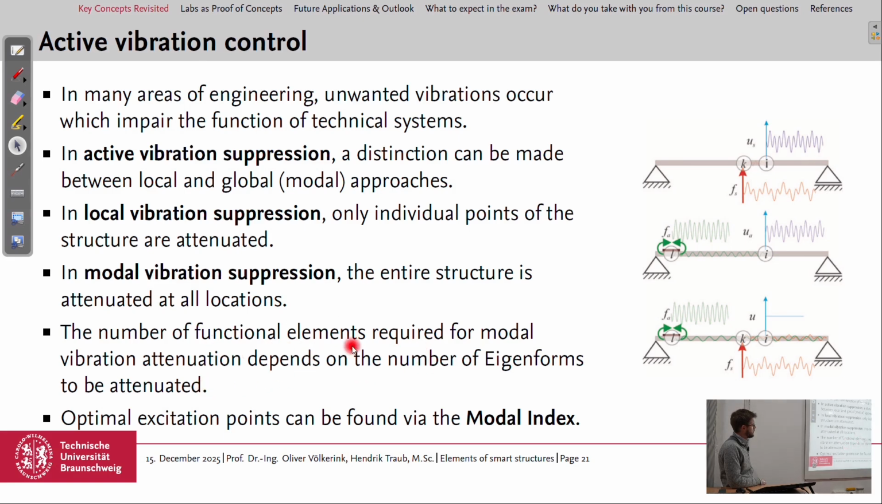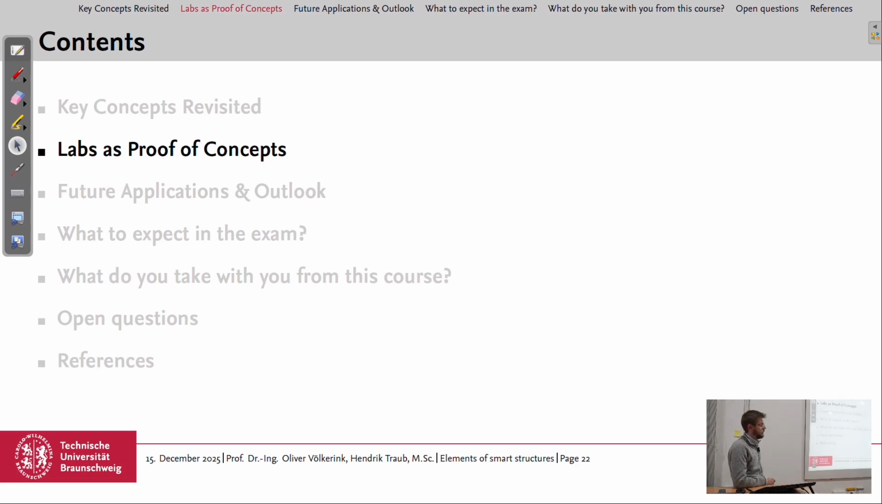And the number of functional elements required for this modal vibration suppression depends on the number of eigenmodes we want to attenuate. And we can find the optimal excitation points via the modal index, where the modal strain is highest. Then we had the labs as proof of concept. I think Hendrik will briefly recap what we had in the labs.